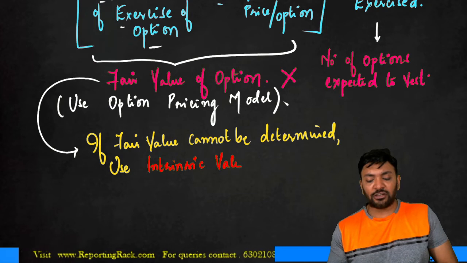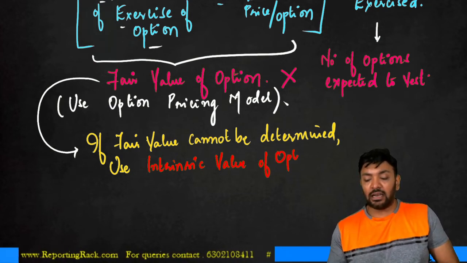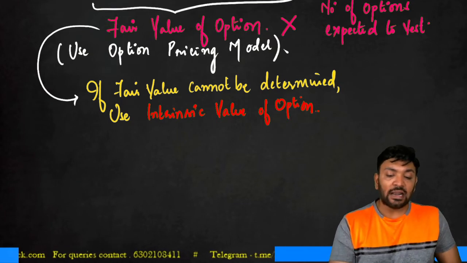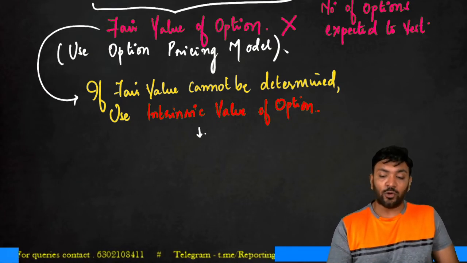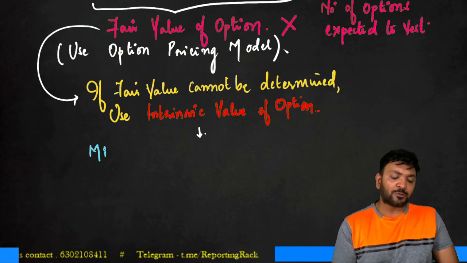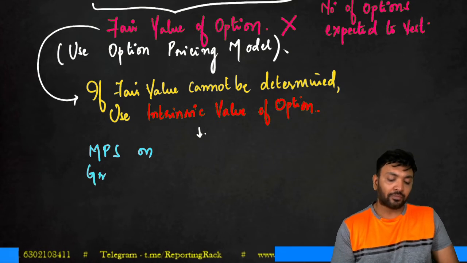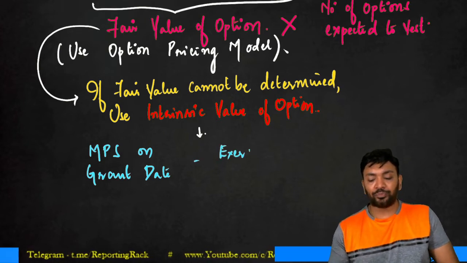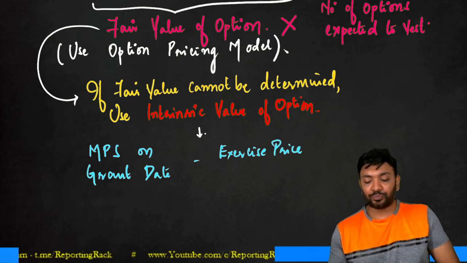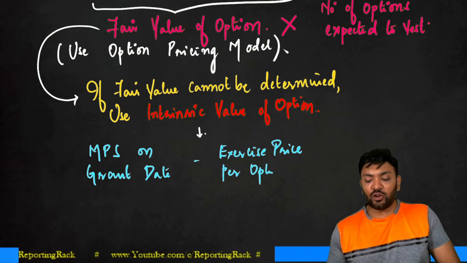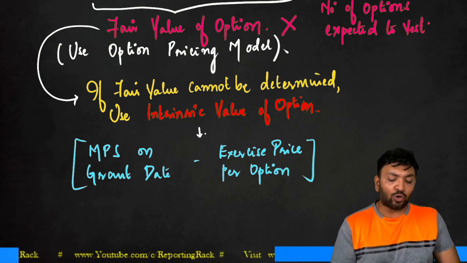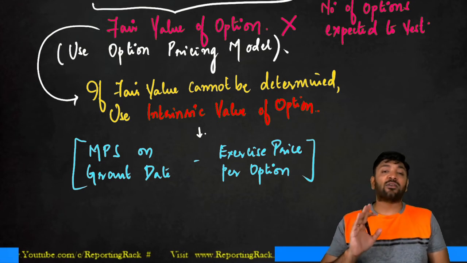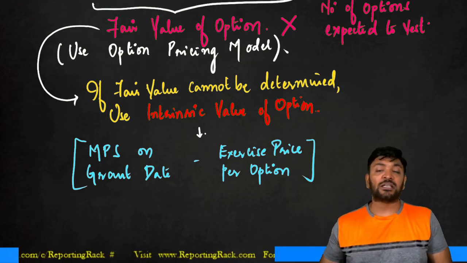What is intrinsic value of option? Without taking any estimate, I am trying to identify the loss. How do I identify here? The intrinsic value of option is equal to market price per share on grant date, this is today's spot rate, minus exercise price per share or exercise price per option. I will use this intrinsic value only if I do not know what is fair value. My first priority is always towards fair value of an option, and the loss to company is equal to fair value of an option multiplied by number of options expected to vest.